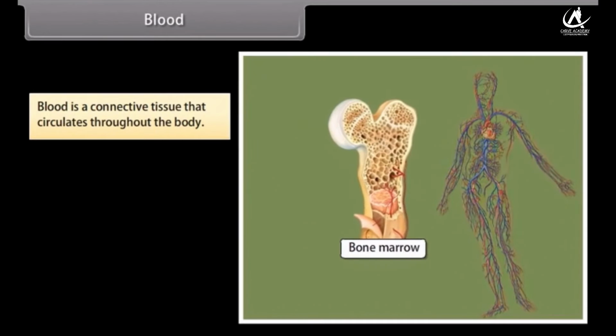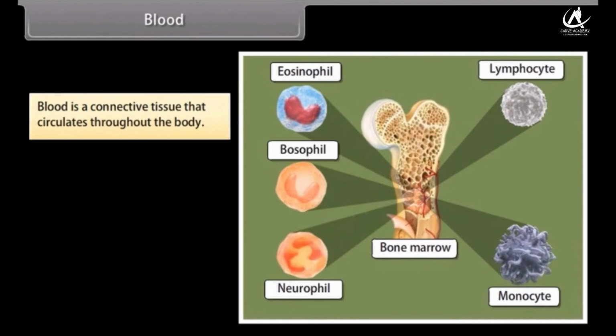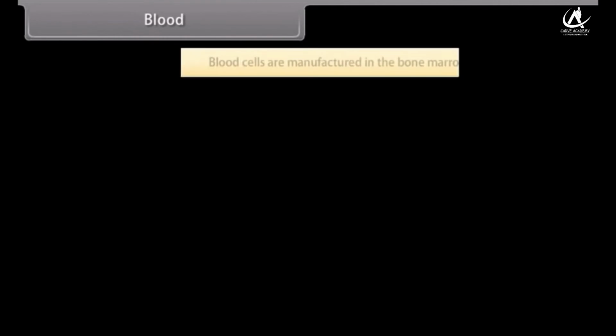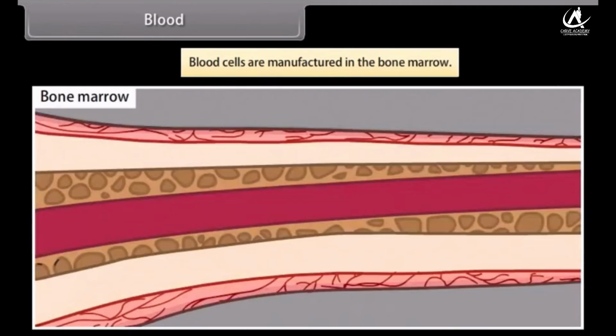Blood. Blood is a connective tissue that circulates throughout the body. It is made up of a fluid medium called plasma, in which float three types of blood cells called red blood cells, white blood cells, and blood platelets. Blood cells are manufactured in the bone marrow.